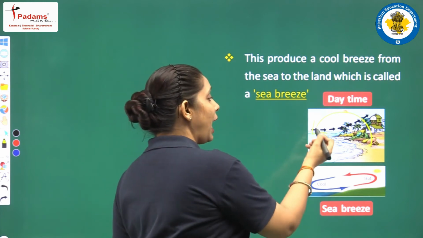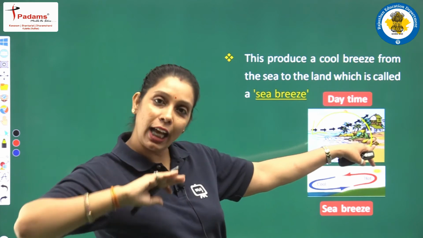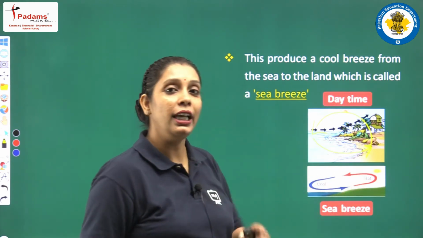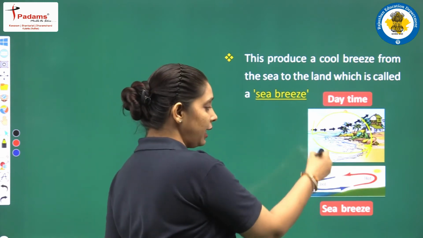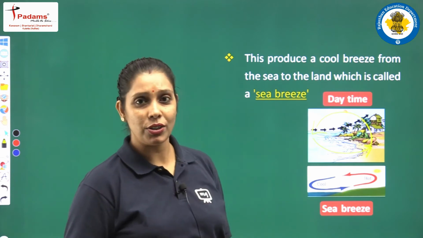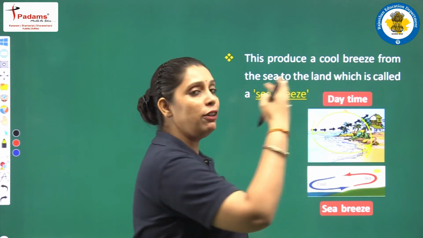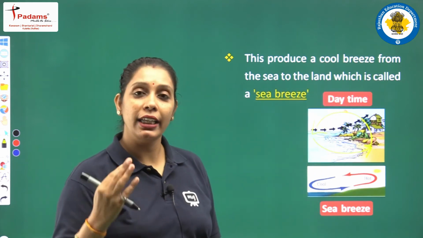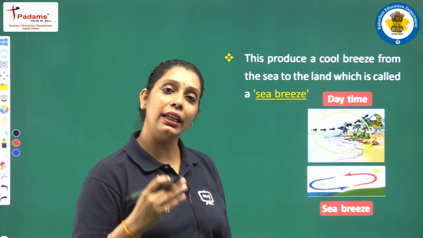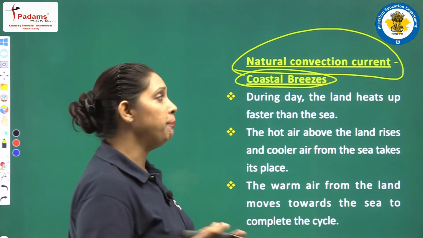Okay, and as the cold waves find that the space here has become empty, they start moving towards here. Okay, in this way they make a cycle, hot to cold, cold to hot. Fine, and the waves which are coming from the sea are called sea breeze. The breeze coming from the sea is called sea breeze. Let's discuss or read it again.